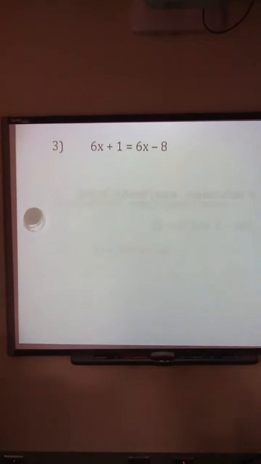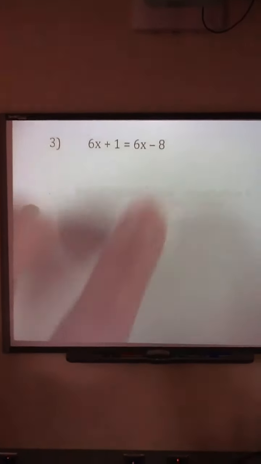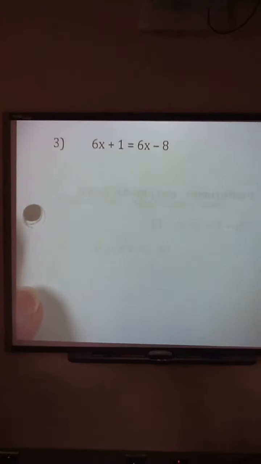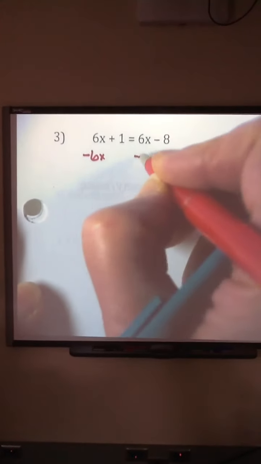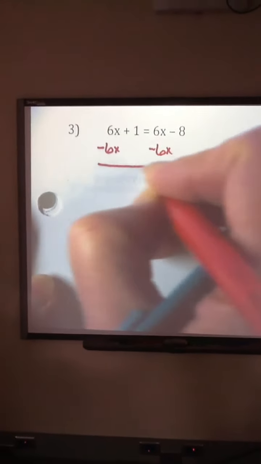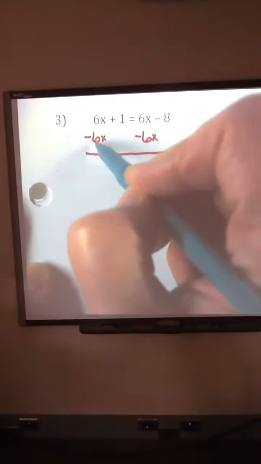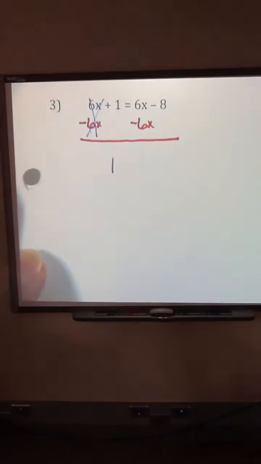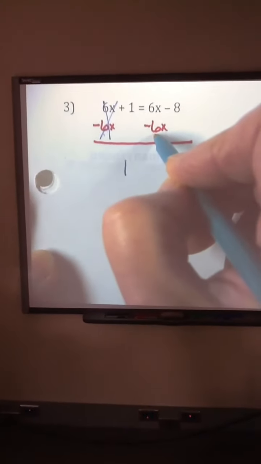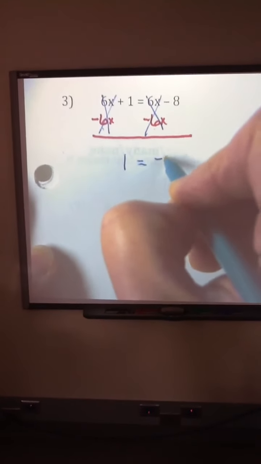In our next example, when we begin to solve this one, we would want to get the variables together on the same side. So we would start by subtracting 6x. What happens when we do that is that the variable is eliminated entirely from the problem. 6x minus 6x would be 0, so they cancel out and I'm left with the number 1. 6x minus 6x would be 0, so they're eliminated and I'm left with negative 8.